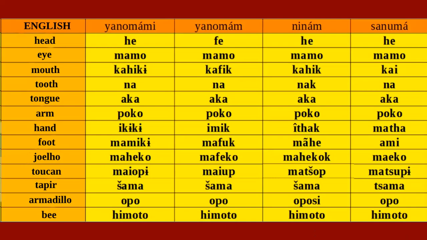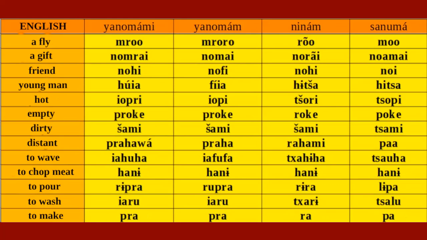Here we can see a comparison between 4 major Yanomamo languages: the Yanomami language, the Yanomam dialect, the Niham language, and the Sunuma language. You can see that Sunuma, as I told you earlier, is the one that's most distinct. And I'll leave the table there for you to pause the video and take a closer look at the compared vocabulary of these languages. Here's another table, the second part of the table. Take a look at that.